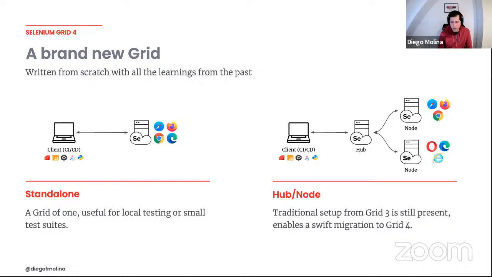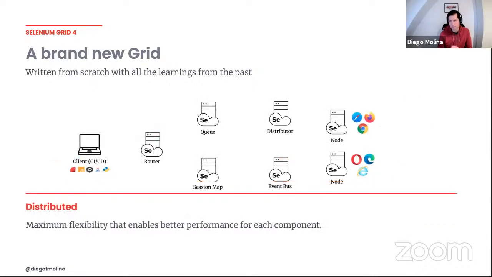The interesting thing comes now, because what we did was to break what the hub was before into many little pieces. So the hub was taking care of routing requests. The hub was taking care of having a queue where the new requests were sitting. The hub was taking care of distributing all the requests into the proper nodes. And then the hub was taking care of understanding which session was being executed on each node, right?